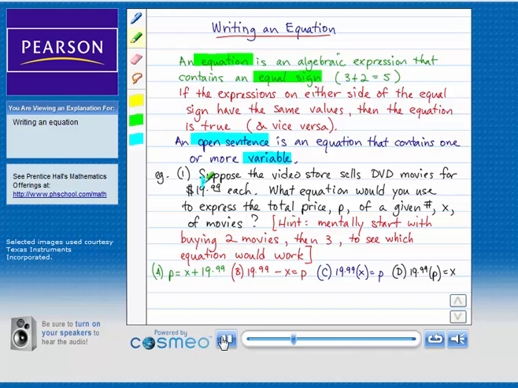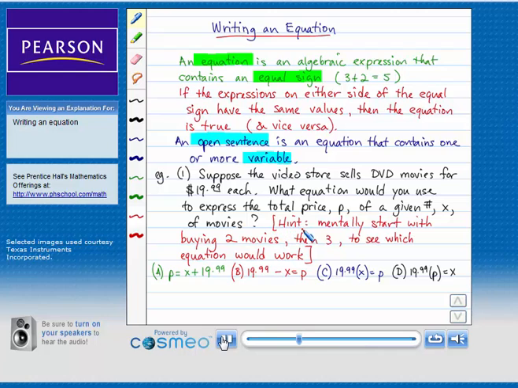Okay, for example, suppose a video store sells DVD movies for $19.99 each. What equation would you use to express the total price P of a given number X of movies? You're buying X number of movies and you want to know an equation for the total price.